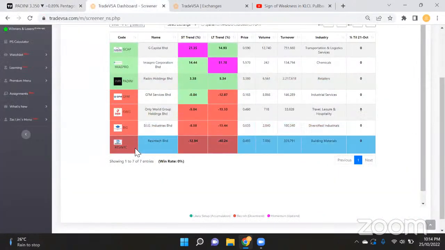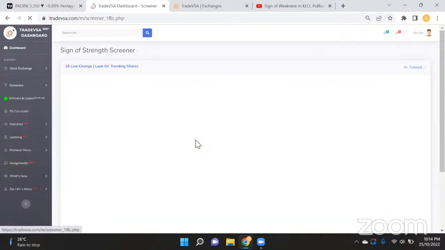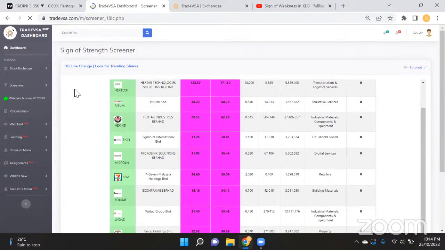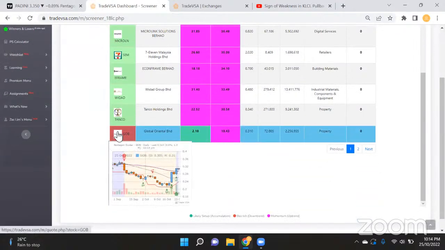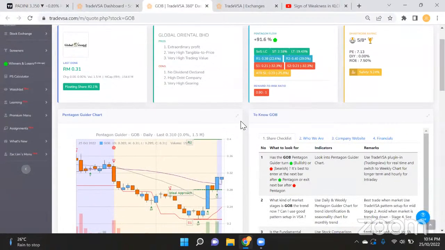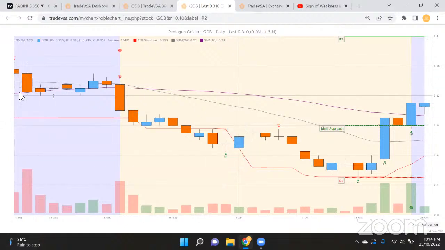Okay, let's see. Any things that we can look into, since my screening has been late today and I want to inform the tanker teams. So what I can do usually is that I will look into screeners like Pentagon line chain. I think it is a good one too. What you do, you click, all right, open up the chart. Okay, GOB looks very interesting. So here I got this line change with green Pentagon.